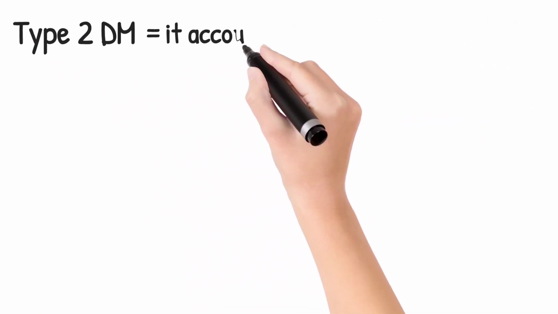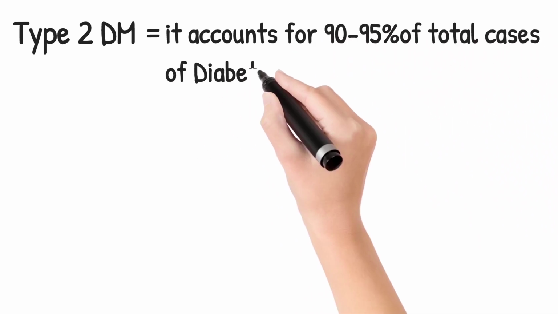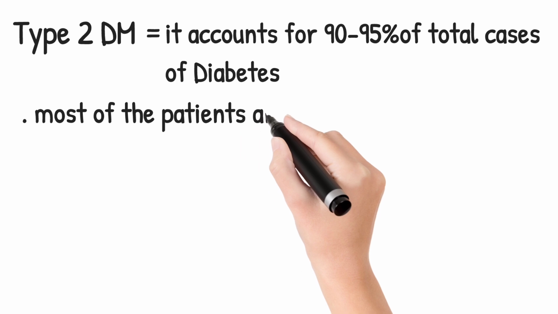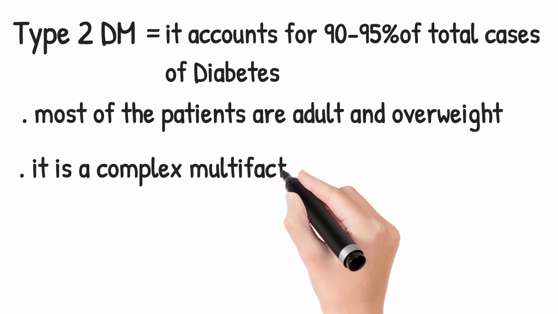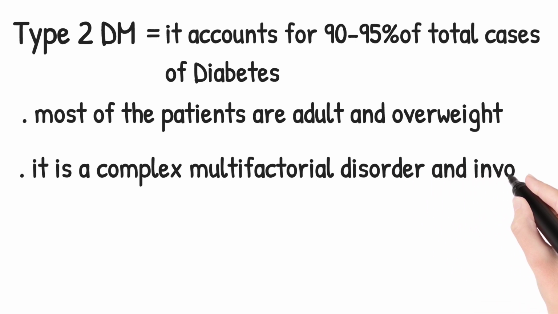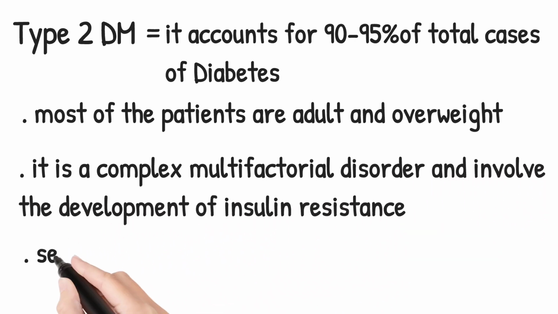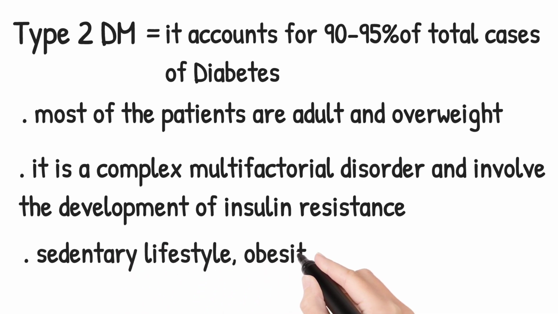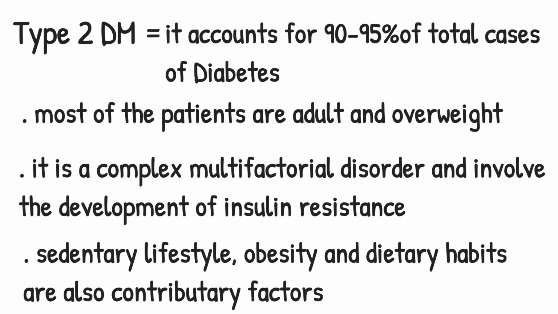Type 2 diabetes mellitus accounts for about 90 to 95% of total cases. It is mostly present in adults and overweight individuals. It is a complex multifactorial disorder and involves the development of insulin resistance. Sedentary lifestyle, obesity, and dietary habits are also contributory factors.